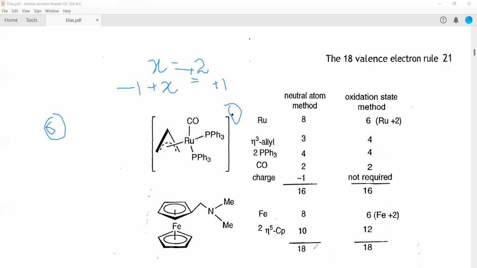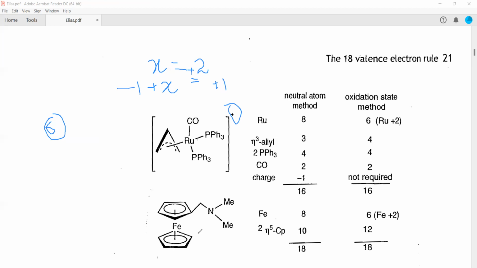Now let us count the last metal complex, which is given here. This is an iron complex. From the neutral atom method, iron is a d6 s2 system. It is a group 8 atom, hence 8. Now it is cyclopentadienyl, right? Cyclopentadienyl is an L2X type ligand. From the neutral atom method, how many electrons? L2 is 4 plus X type, that is 1, so 5 from each ligand. So 5 plus 5, 10. So 10 plus 8, 18.